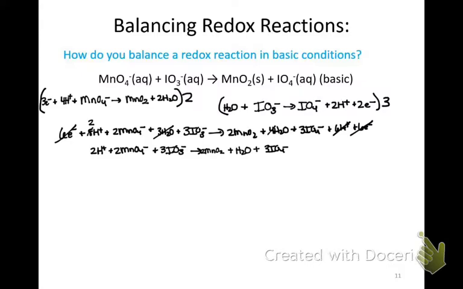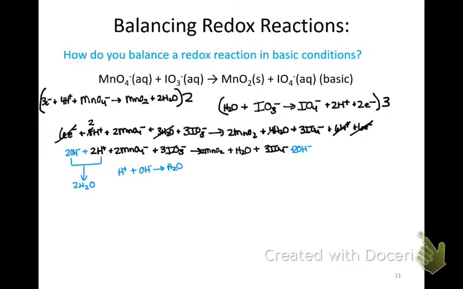So in order to do that, we're going to remember that H plus reacts with OH minus to produce water. And we know that under basic conditions, we have a lot of OH minus. So however many H's we have, we're going to add that number of OH minuses to both sides of the reaction. Because if we add it to both sides of the reaction, then they're equal. So we have no matter created or destroyed. And then we realize that the 2 OH minuses and the 2 H pluses are going to react to form 2 water molecules. So that's going to produce 2 waters.